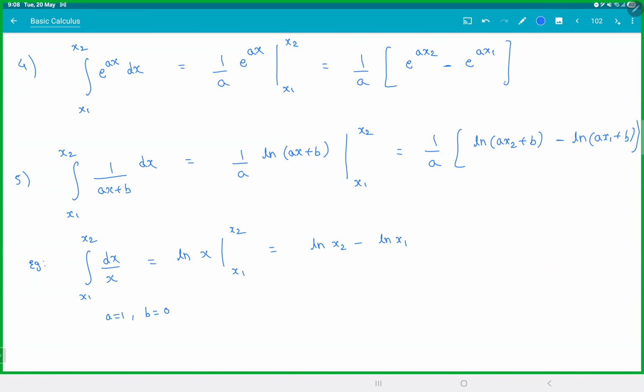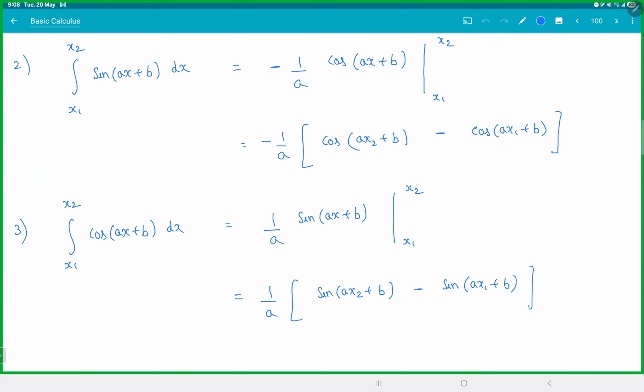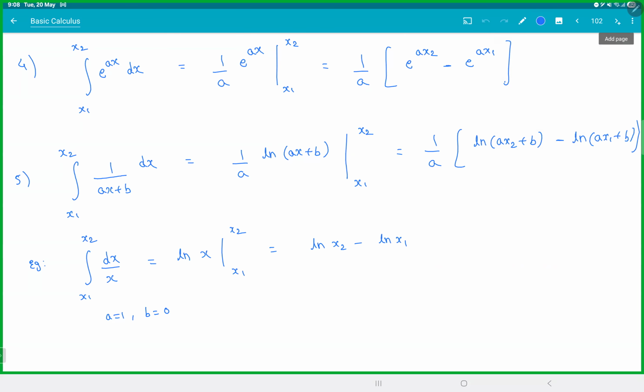These are the main 5 formulas that we use: x power n, sin ax, cos ax plus b, e power ax, and 1 by ax plus b. Now, if you know these 5, I think you can handle most of them. And we have 2 identities. Luckily, we don't have a division rule in integration. We have a product rule, but we don't need it in physics. So we only have 2 simple things. Let me show you them also. You can put down these things.